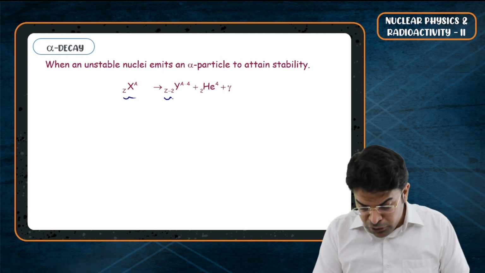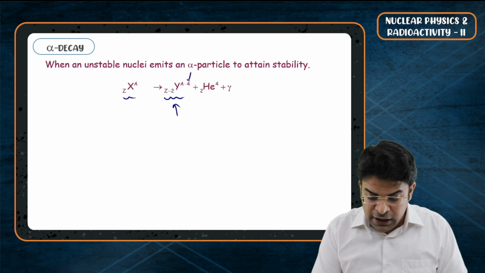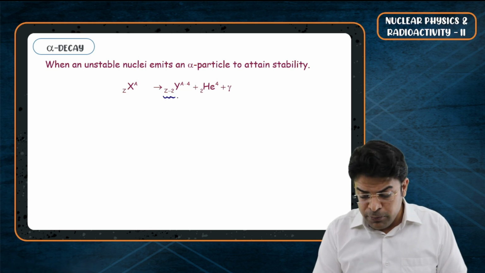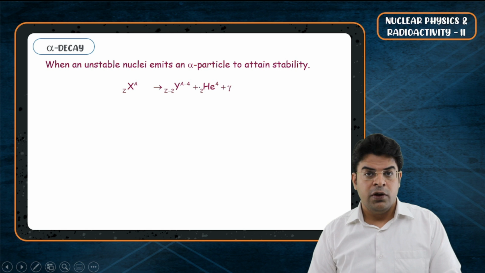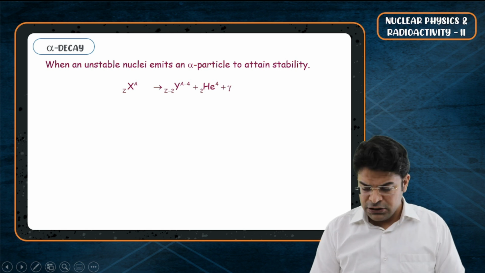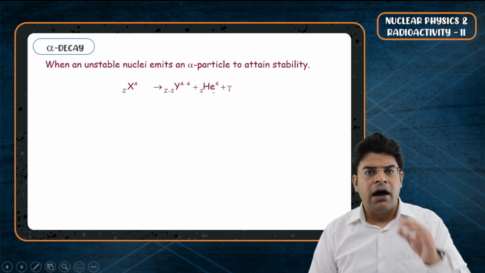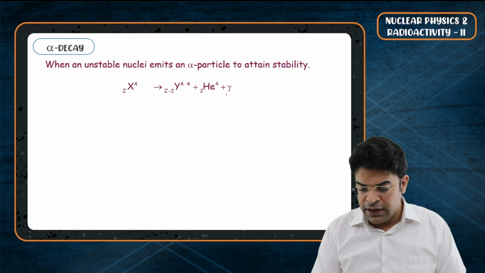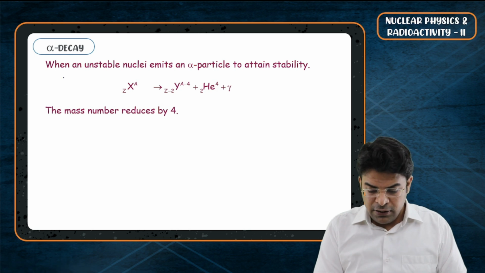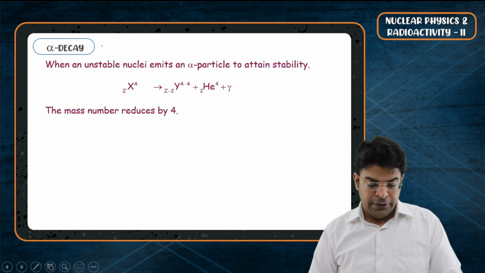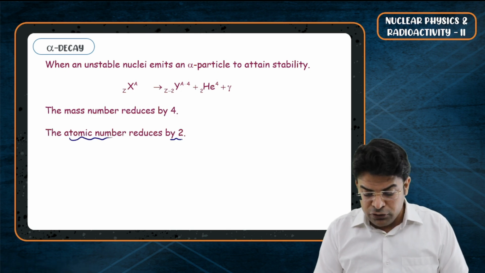So you get a new nucleus. This is called the daughter nucleus, which has 2 fewer protons and 4 fewer nucleons. Hence, the atomic number is Z minus 2 and the mass number is A minus 4, 4 less than the original. Plus, you get an alpha particle, which has 2 protons and 4 nucleons. And after the emission of the alpha particle, you get a gamma ray coming out of it. Now, bachcho, you need to understand that whenever a nucleus undergoes alpha decay, the mass number reduces by 4. The atomic number reduces by 2.